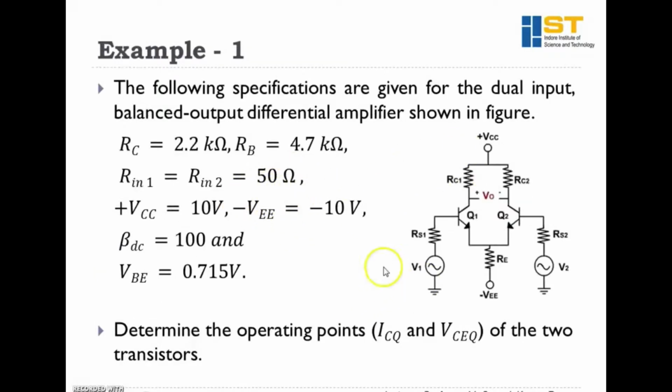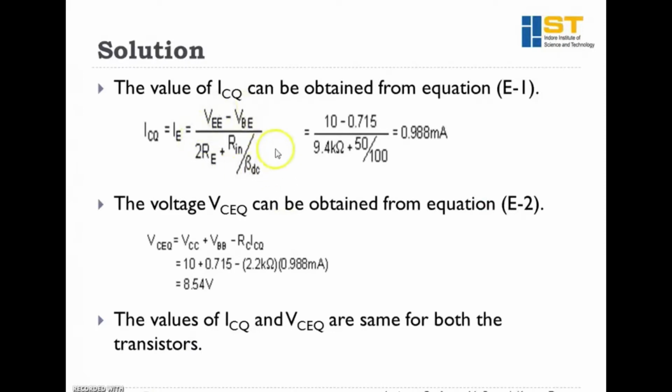Now we have to take an example to understand it more clearly. The following specifications are given for the dual input balanced output differential amplifier as shown in the figure. So these parameters are given, that is RC is given, RB is given, Rin1 or Rin2 both are given. Then VCC and VEE are given, and beta DC and VBE is provided. So we have to determine the operating points, that is ICQ and VCEQ of the two transistors. So just put the values provided in the question, and we can get ICQ and VCEQ from this equation.